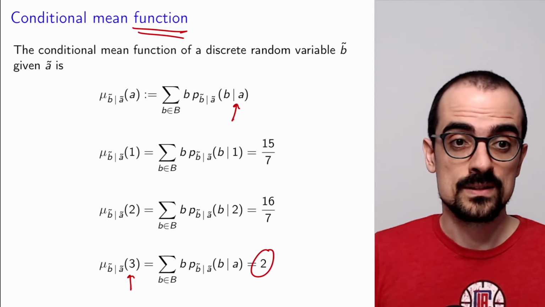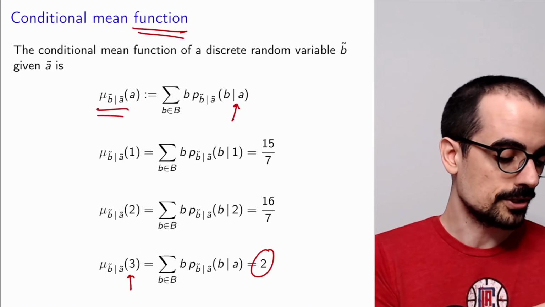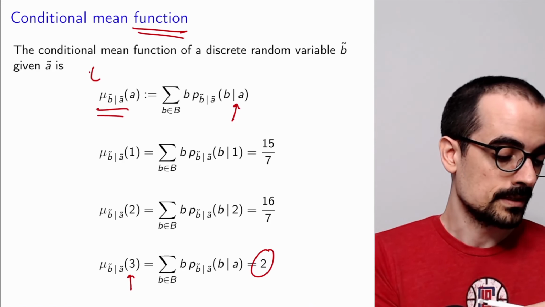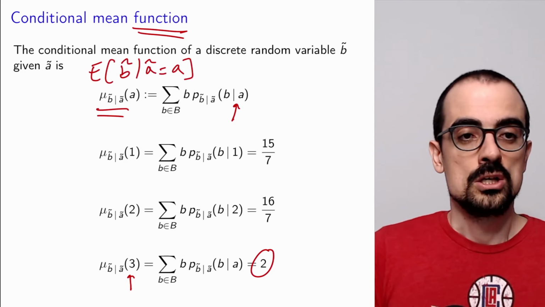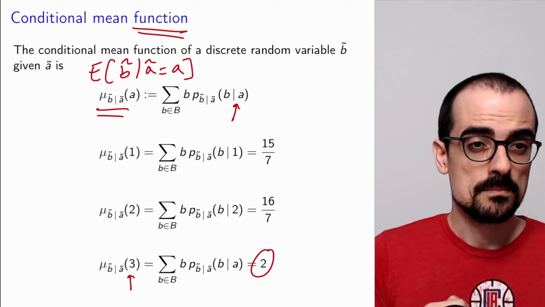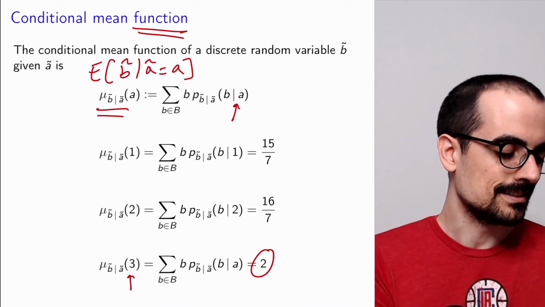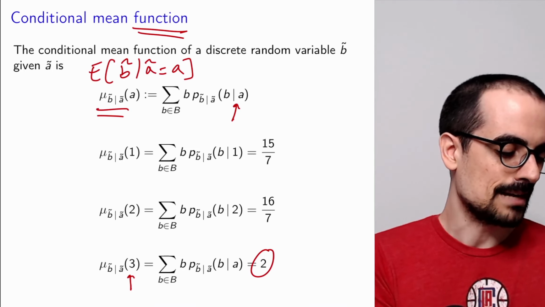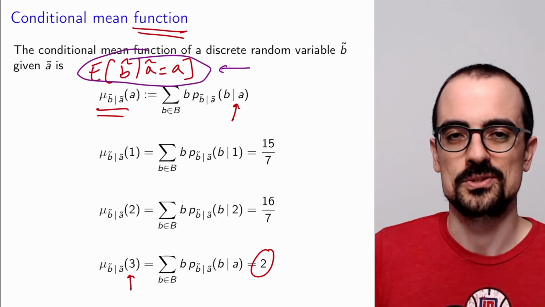In the literature, you might see a different notation for the conditional mean function. You might see this notation: expected value of B given that A is equal to a. This notation is kind of intuitive, but it can also be quite confusing because here we have a function of a, and I felt that this notation doesn't really capture that. So this is why I've decided to use the alternative notation. But you will find this notation in books, so just so you know.